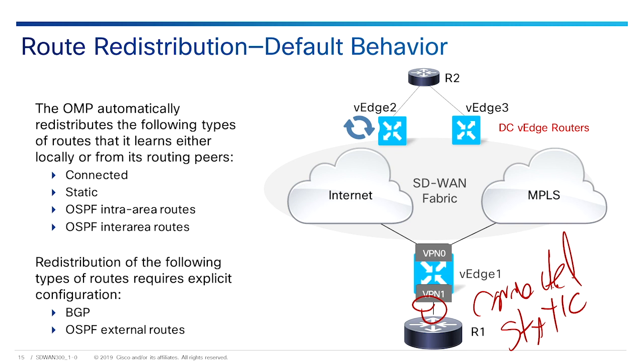And redistribution of the following types is going to require explicit configuration: BGP and OSPF external, okay? And to avoid propagating excessive routing information from the edges to the access portion of the network, the routes that vEdge routers receive through OMP are not automatically distributed into other routing protocols either. So OMP routes aren't going to come back this way either. They'll hit this vEdge, but they're not going to get advertised there unless we specifically configure it. And as you noted before in OSPF and BGP, we did specifically configure OMP redistribution into OSPF and BGP, respectively.